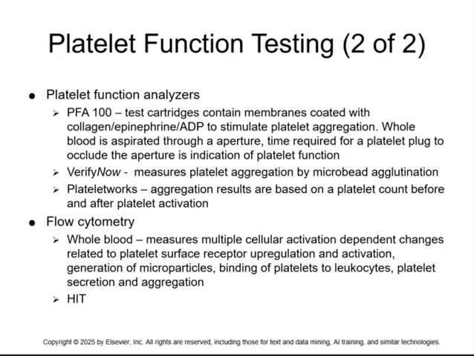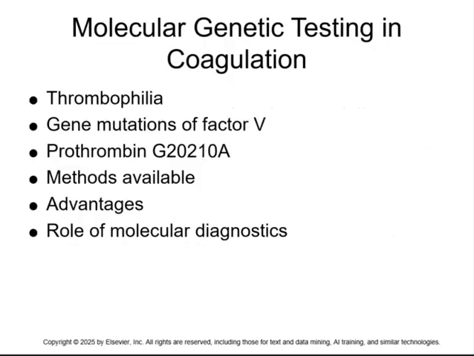Another method that can be done is flow cytometry. Here, you get whole blood, and it will look at the platelet surfaces, how they become activated, how they bind to leukocytes, how they secrete, and how they aggregate. That's important in heparin-induced thrombocytopenia. We have to see the functionality of the platelets, because usually when somebody has heparin-induced thrombocytopenia, the platelet counts really start tailing off. Not much you can do but get them off the heparin, but that brings another nightmare to the process too.